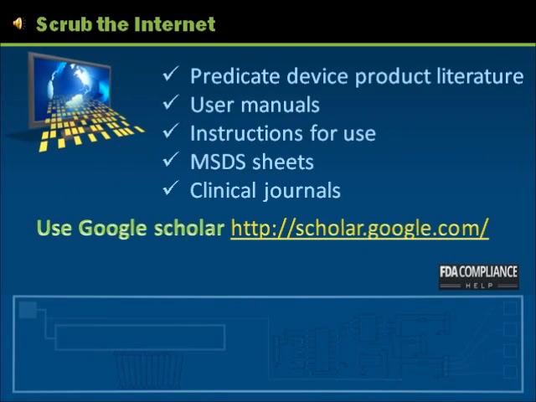Scrub the internet for predicate device product literature, user manuals, instructions for use, MSDS sheets, and clinical journals for studies done with the device. Most of this information can be found with a standard Google search. You can use Google Scholar to search the medical journals. If you have not already done so, if at all possible, purchase samples of the predicate device.